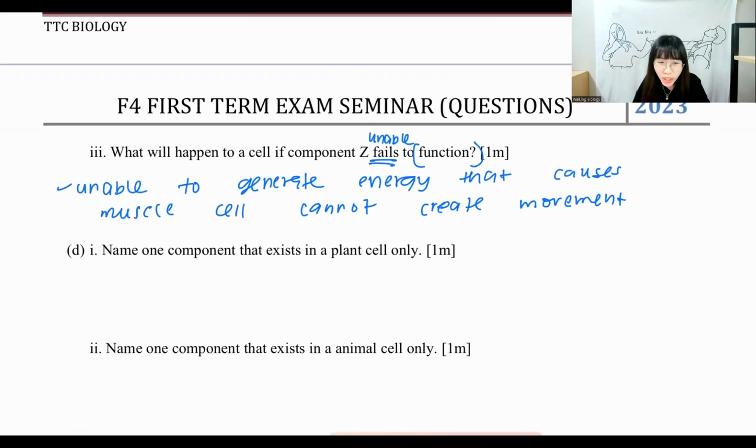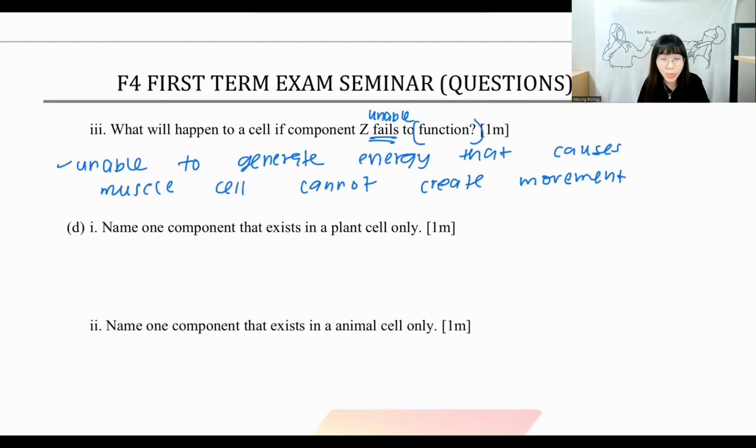Okay, D1, name one component that exists in only plant cell. What other thing can only be found in plant cell, but animal cell don't have? Very good. We have cell wall, we have chloroplast, and we have large vacuole. You can choose one to write. So let's say I write cell wall. Cell wall, okay.